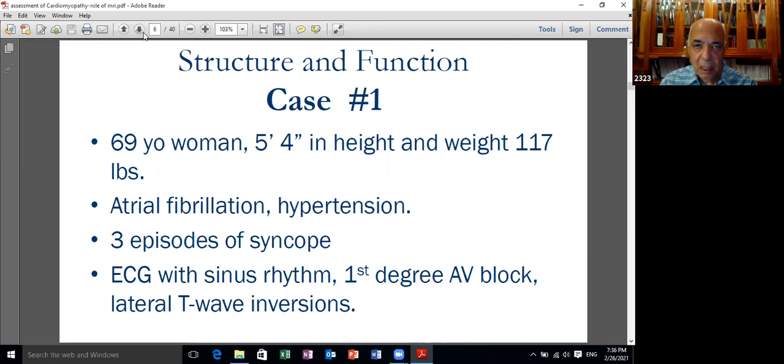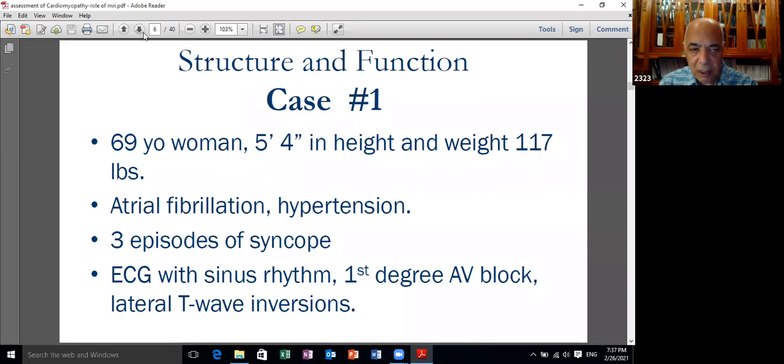Now, we will start with a case to illustrate the value of CMR: a 69-year-old woman, about 160 cm. She has atrial fibrillation and hypertension. She suffered 3 episodes of syncope. The ECG, when she was in sinus rhythm, revealed first-degree AV block.